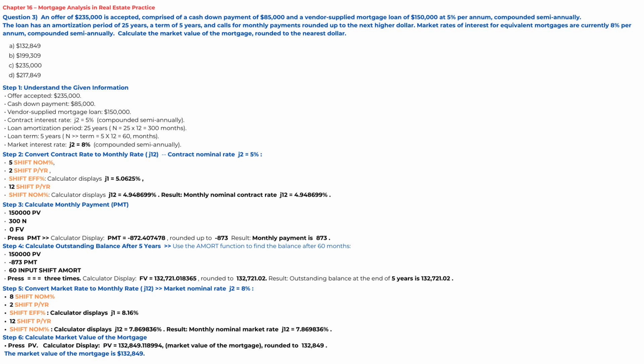Step 6. Calculate the market value of the mortgage. Press PV. Calculator displays 132,849.118994. Market value of the mortgage, rounded to 132,849. The market value of the mortgage is A, $132,849.